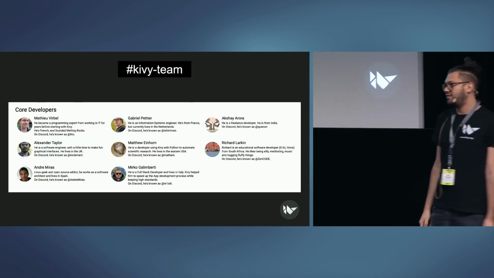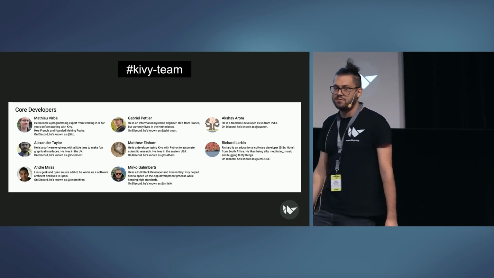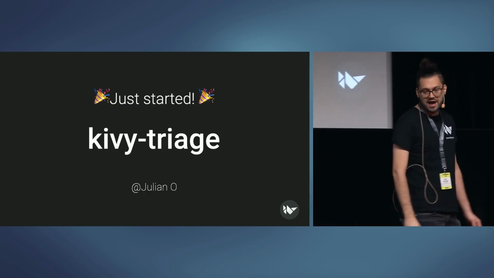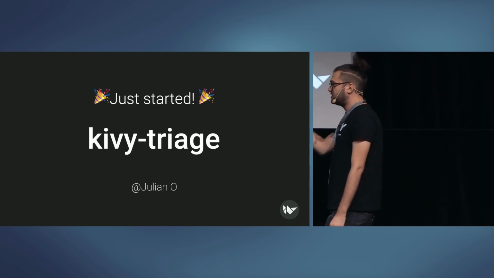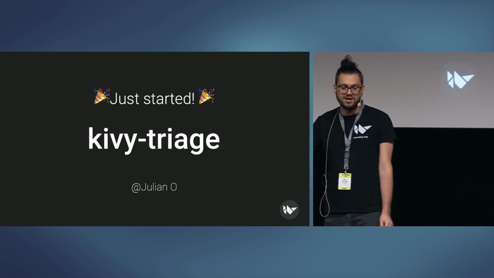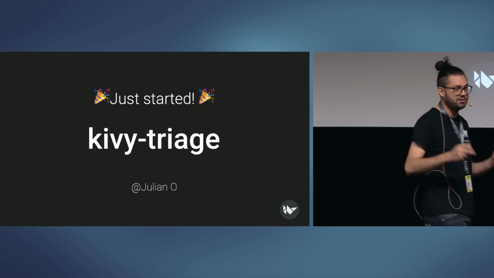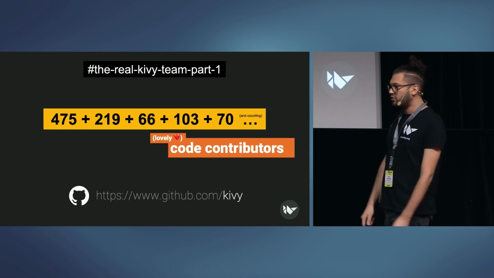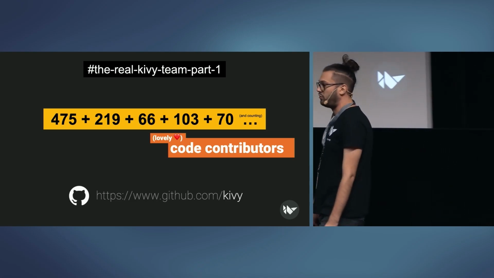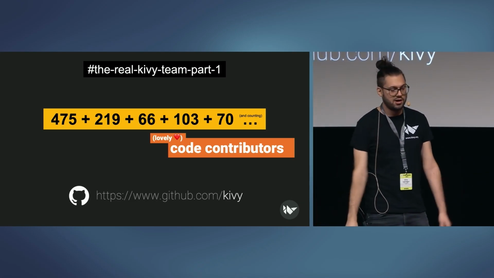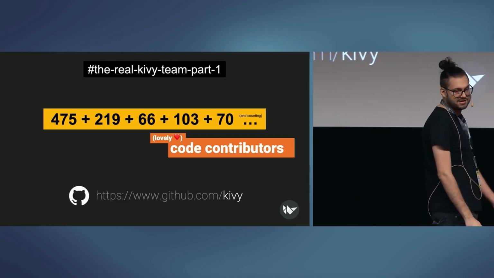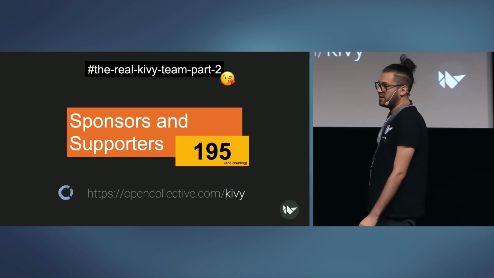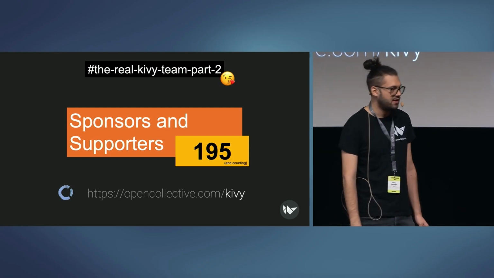But I'm not alone in Kivy. We are a group of 8 core developers at the moment, quite widespread all around the world. We also have a last addition to the team, Julian Ho, who is part of the Kivy triage team, a new team we created to easily triage issues. And we also have all these amazing core contributors across all our repositories at the Kivy organization. And we also have 195 sponsors and supporters via Open Collective.